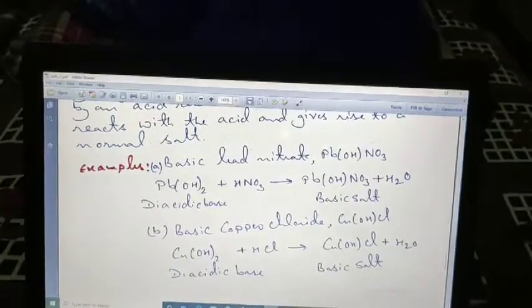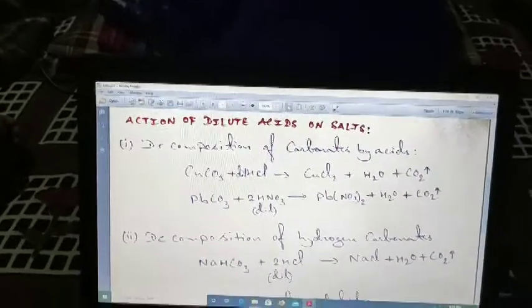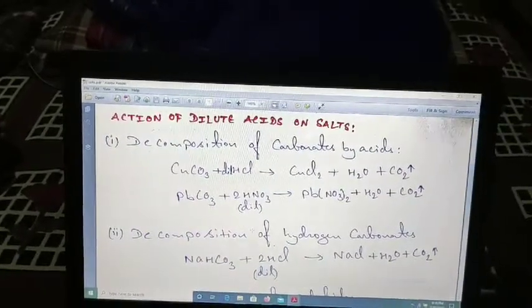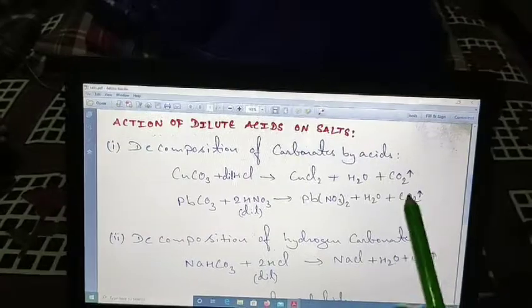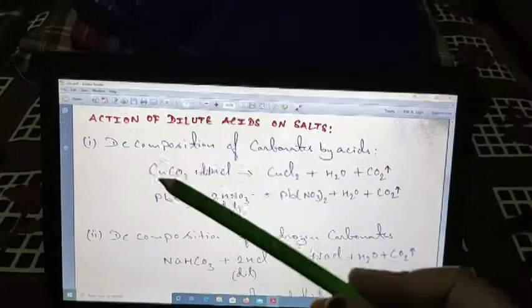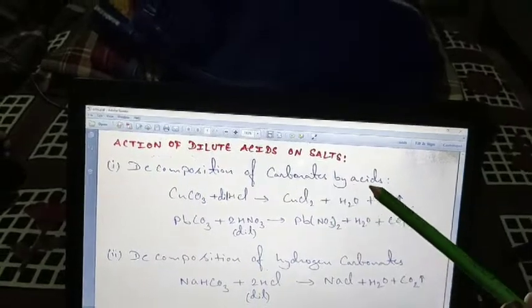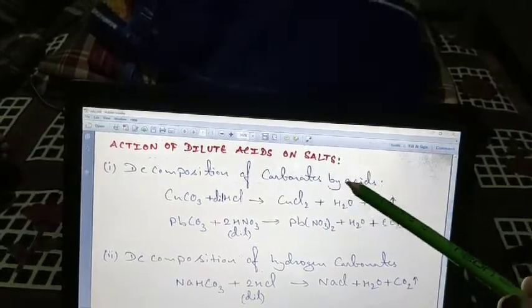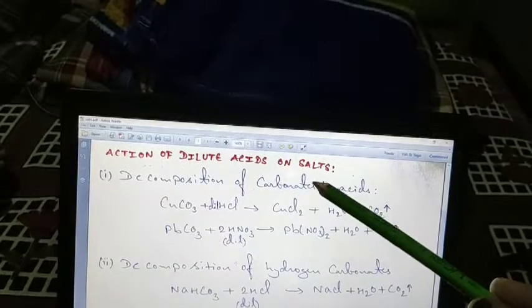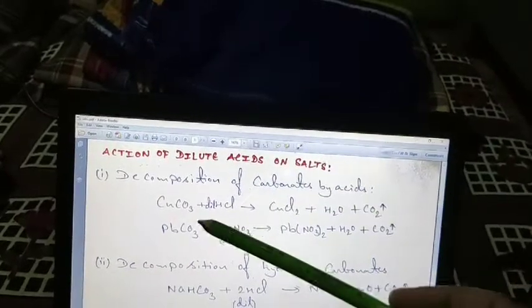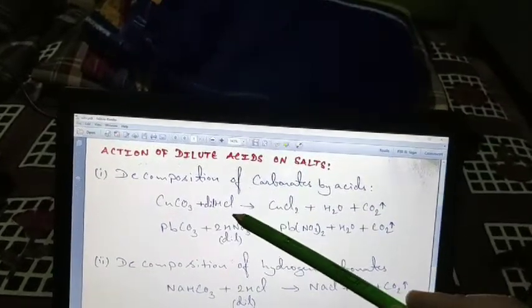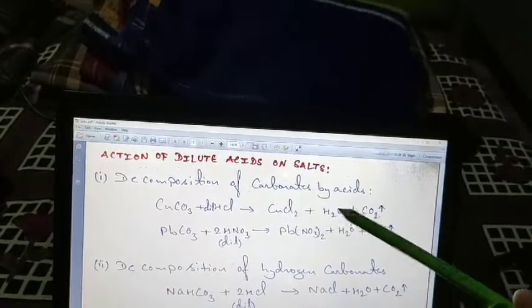Now we are left with the last topic of this salt chapter, that is action of dilute acids on salts. Number one is decomposition of carbonate by acid. So what will happen when you treat carbonate compounds with acids? When copper carbonate is treated with acid, it will form a salt, water and carbon dioxide.